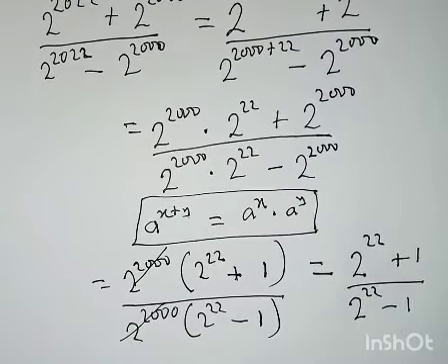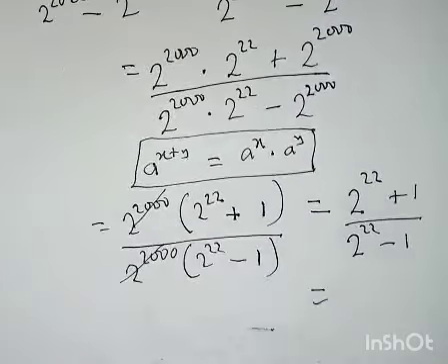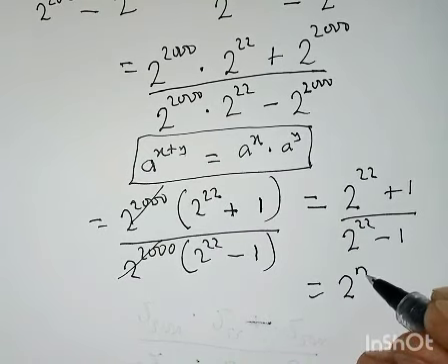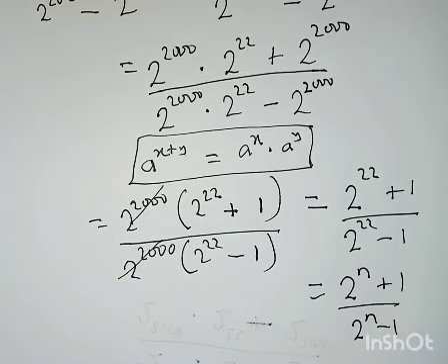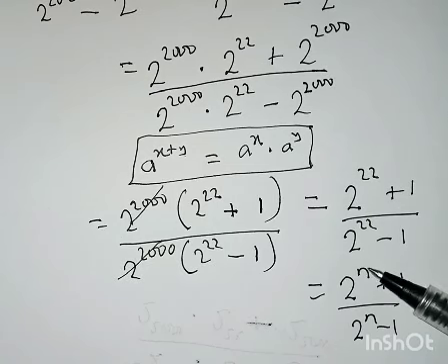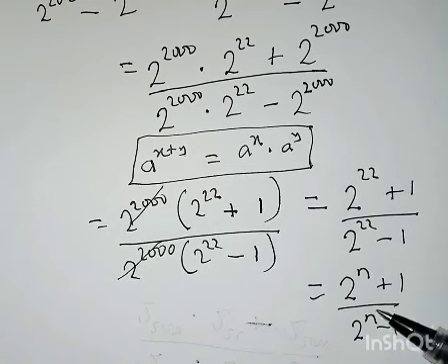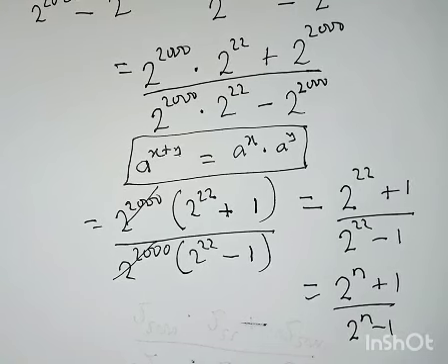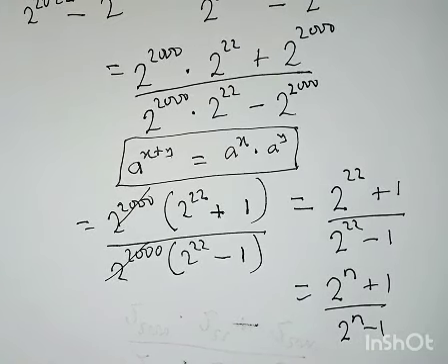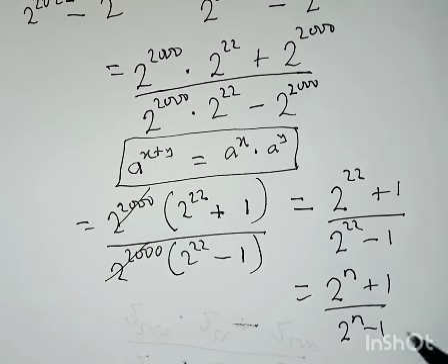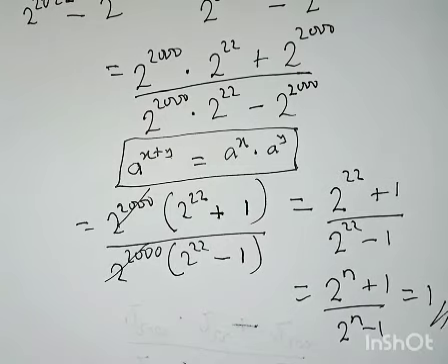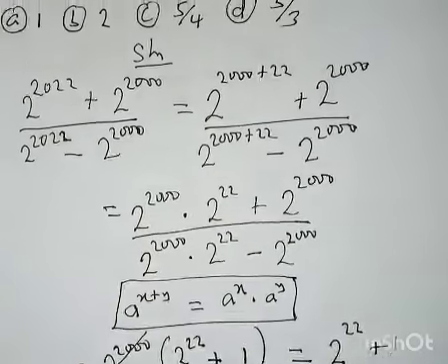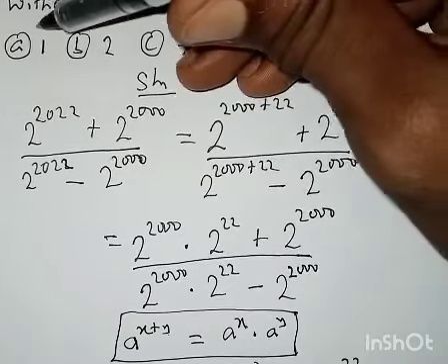So now, this is the same thing as 2 power n plus 1, everything over 2 power n minus 1, where our n is 22, because 2 power 22 is the same as 2 power n. So our n is 22. According to the theory of limit, as n goes to infinity, this result is going to give you 1. So the answer here is 1, which is A. So A is the correct option.